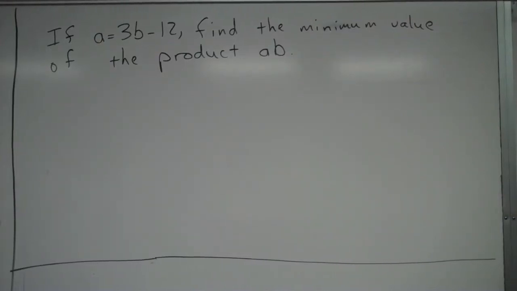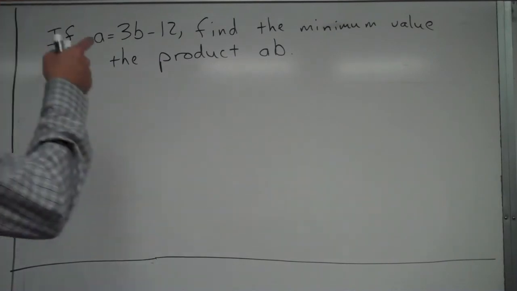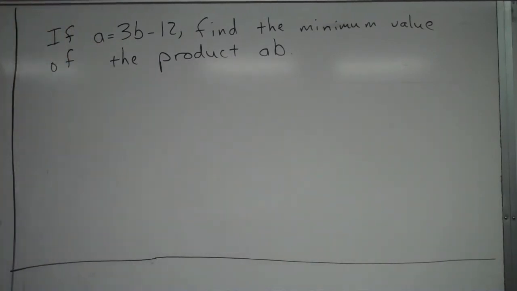Alright, so here's another example of an optimization problem. Again, as I mentioned in the first example, for all optimization problems, you're given a constraint, and based on that constraint, you have to find either the minimum or maximum of something. In this case, they actually give us the constraint equation up front, so we don't have to come up with it. Here it says, if A is equal to 3B minus 12. So that's our constraint. No matter what, A and B have to have that relationship.